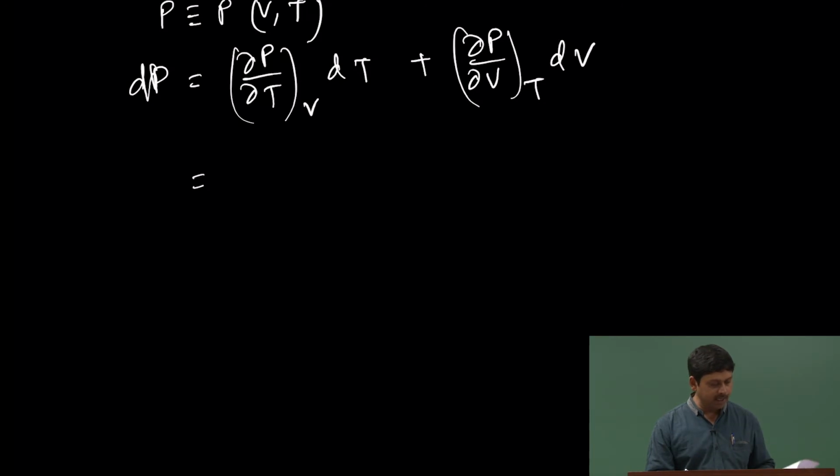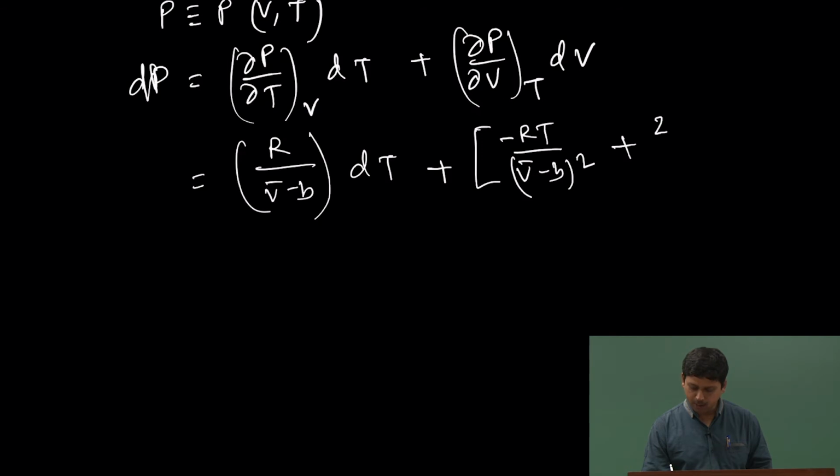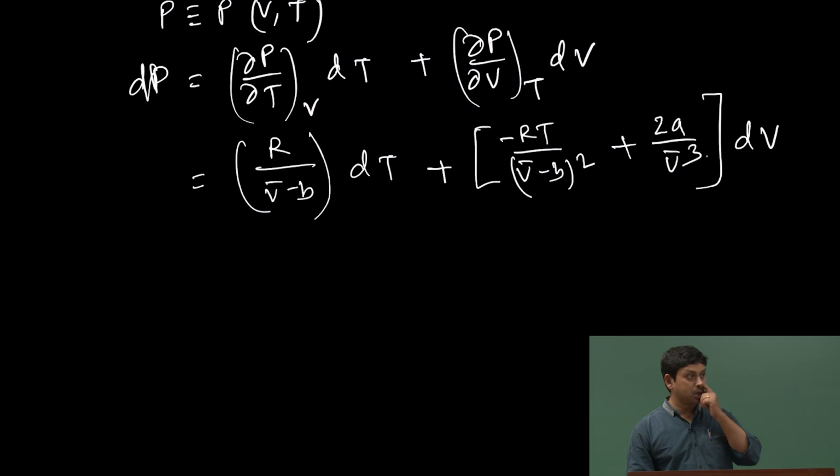We can write that. Now, we have already calculated what those quantities are. What was the del P del T at a constant V? It was R by V minus b dT, and the second one was minus RT by V minus b square plus 2a by V cube into dV. Okay. So, this was the derivation. Now, this gave us perfectly P as an exact differential.